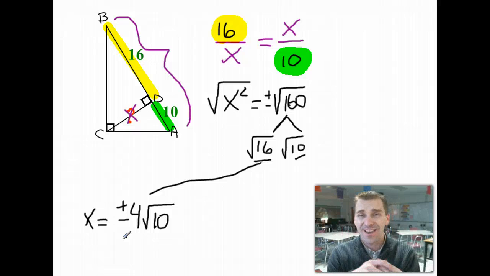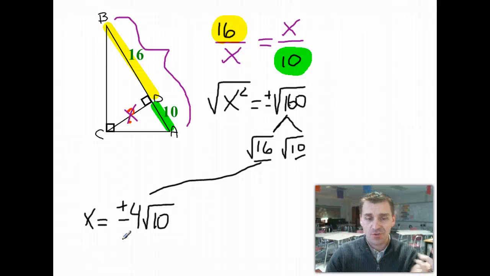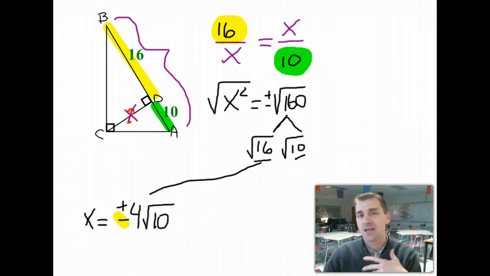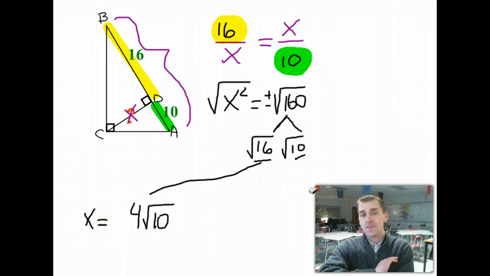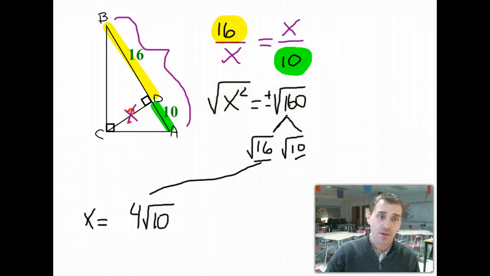However, you're going to see this in all the examples we do. We're finding the length of the side of a triangle, so the negative doesn't make sense, because you cannot have a negative length for a side of a triangle. So we disregard that answer. The answer is really just positive 4 root 10. Even though it's plus or minus when you take the square root of both sides, we disregard the negative because we're talking about the side of a triangle. So there's that one: 4 root 10.